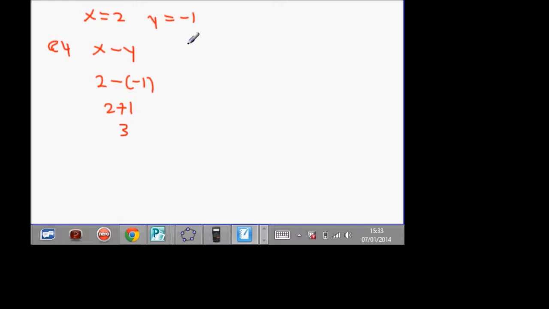Question 4, part 2. Minus 3xy. Minus 3 bracket 2 bracket minus 1. What does that give us? Minus 3 multiplied by 2 is? Minus 6. Minus 6 by minus 1? 6. Okay, there's your second answer. Okay, third answer. We'll go for Orson.